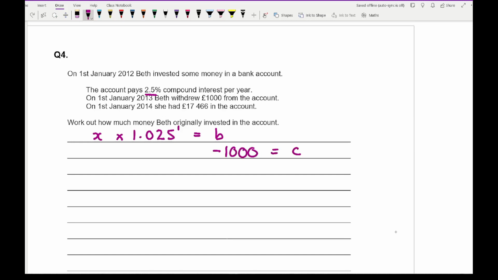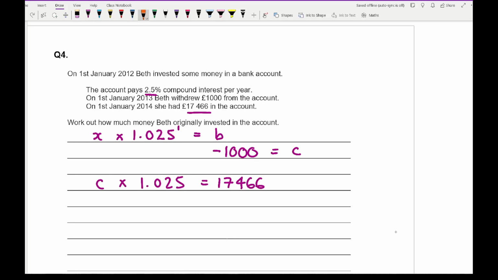and she then has another amount, which is C. Now from that, in 2014, she then accumulates another 2.5%, and she then ends up with 17,466. So what we then need to do is simply work backwards.